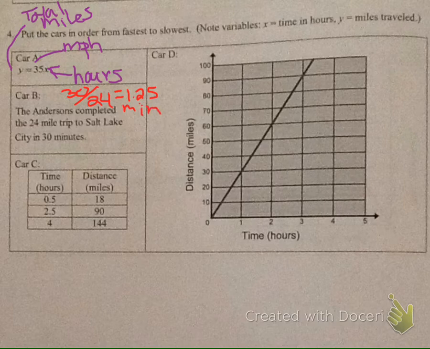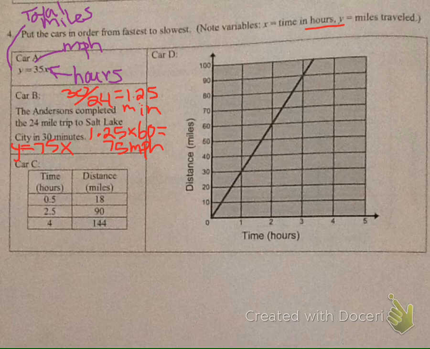And I want to know hours, because right now our situation is dealing with hours. So if they're doing 1.25 miles per minute, in order to figure out how many miles per hour they're doing, I'm going to do 1.25 times 60, because there's 60 minutes in an hour. And that gives me 75 miles per hour. So their equation is y equals 75x. They are moving slow. Or sorry, they're moving fast.